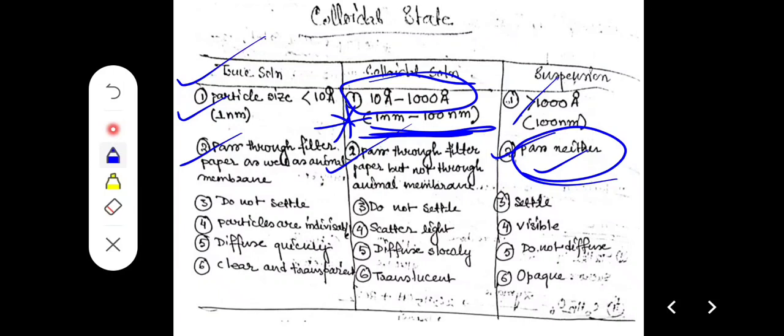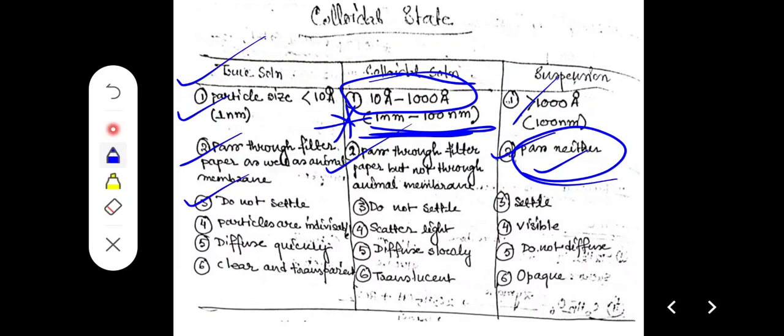Now consider true solution: it does not settle down. There is always uniform distribution between particles and solution, so they never settle down. Colloidal solution also never settles down, but you can see the particles using a microscope, or sometimes with your eyes, though that is rare. Suspension definitely settles; you can always see it with your eyes. The particles definitely settle.